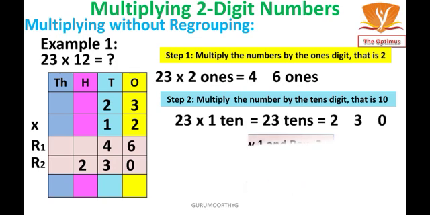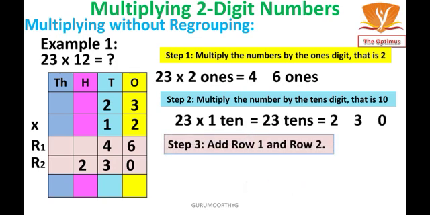Step 3, add row 1 and row 2. That means 46 plus 230. We are going to add ones, after that tens, after that hundreds. In ones place, 6 plus 0 equal to 6. This 6, I am going to write in ones place.